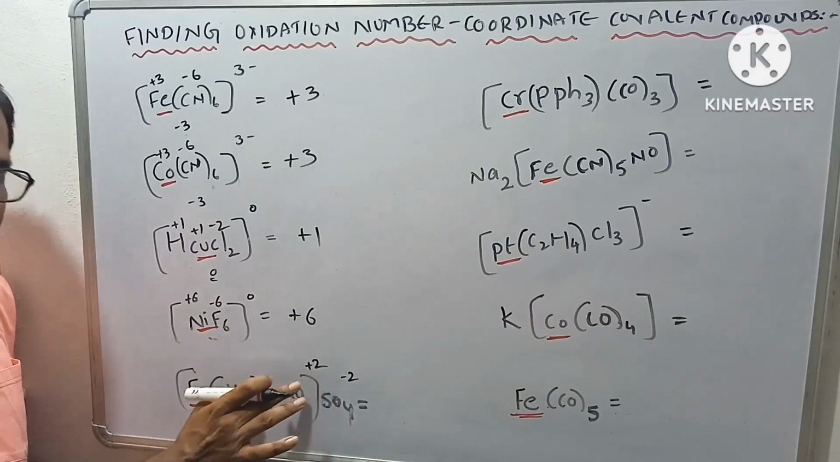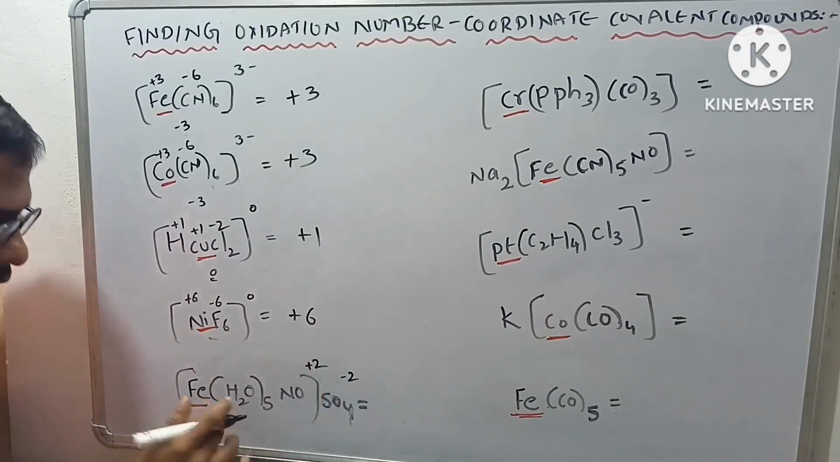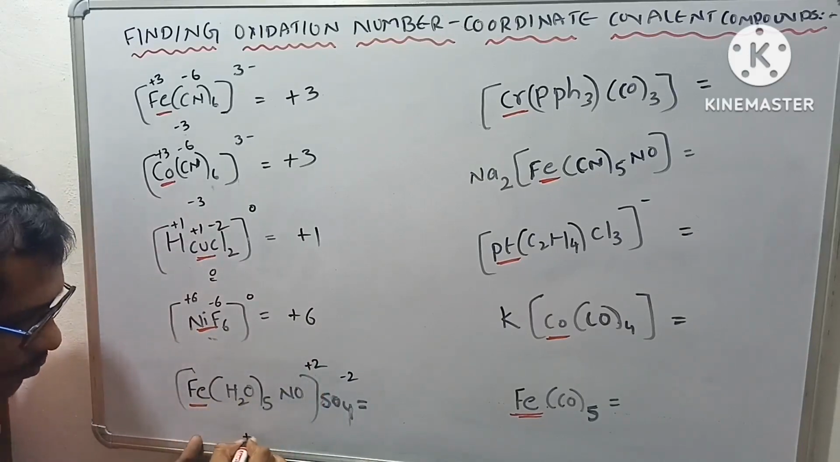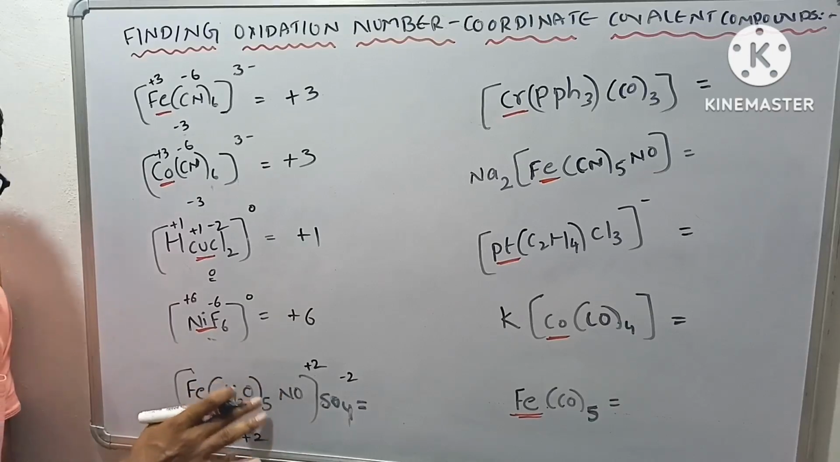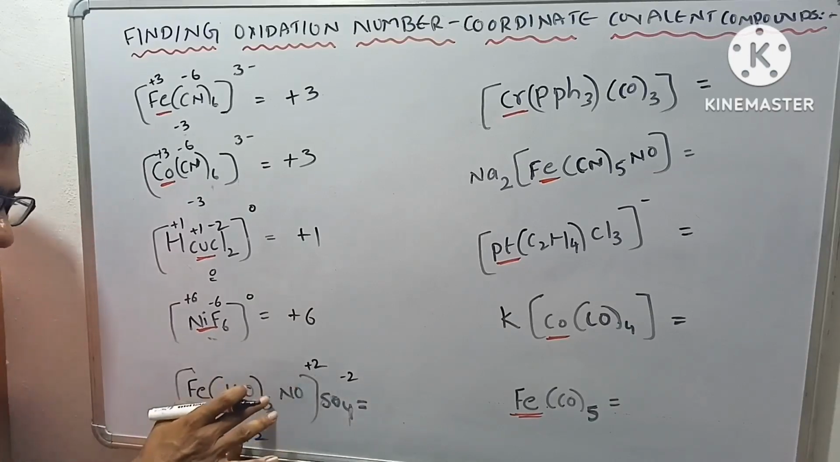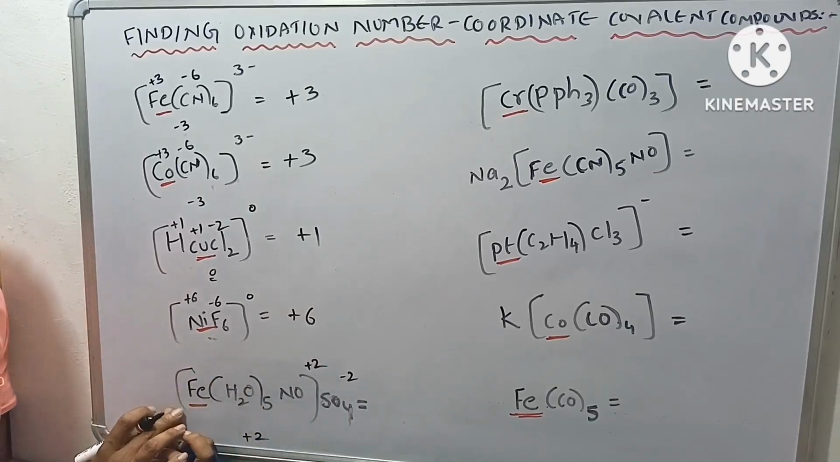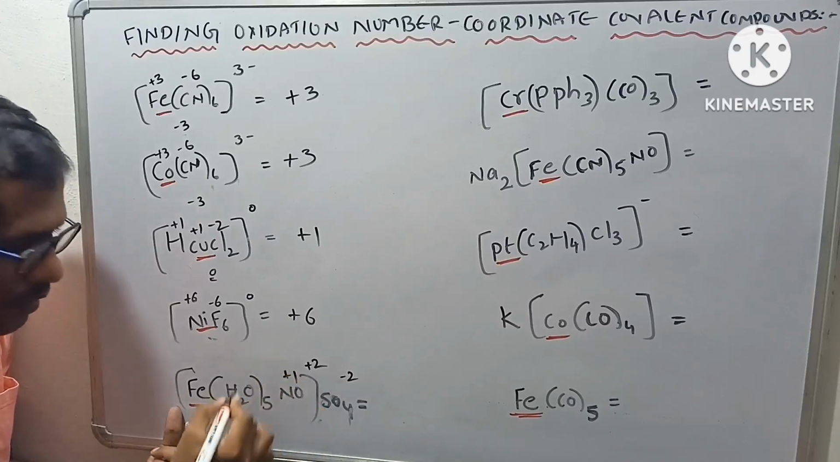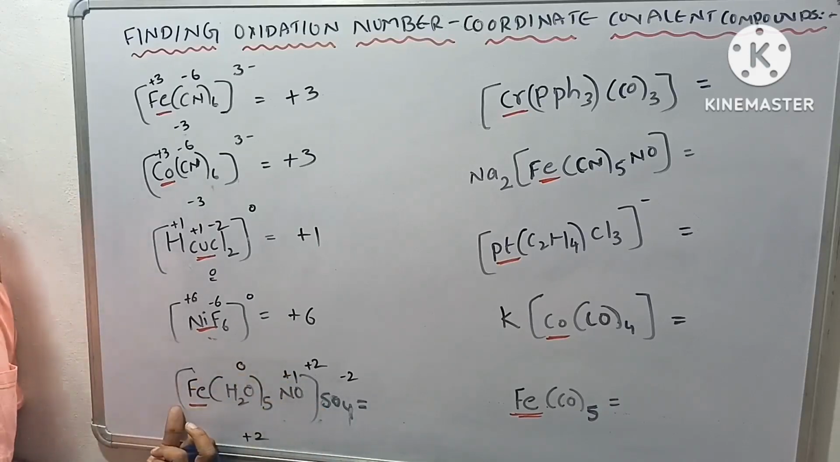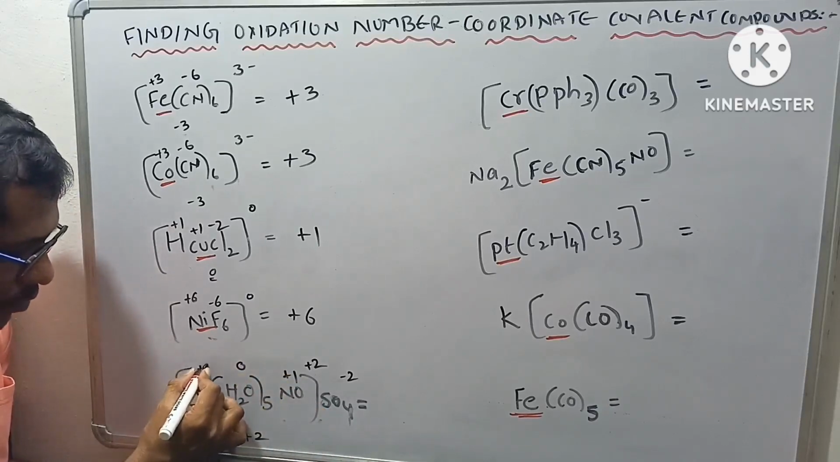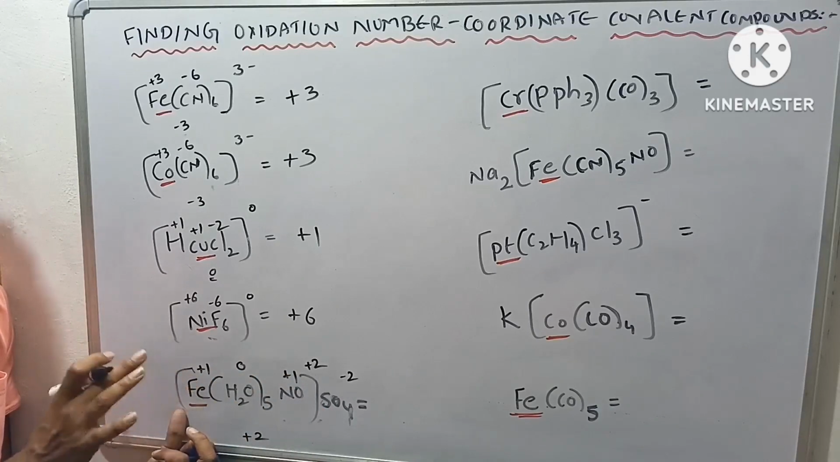Now you find what is the charge on the coordination sphere. Inside also you need to get plus 2, so that the charges are equal. For that, I am going to find the oxidation state of iron here. NO I know is plus 1. H2 is 0. So iron will also get plus 1 here.